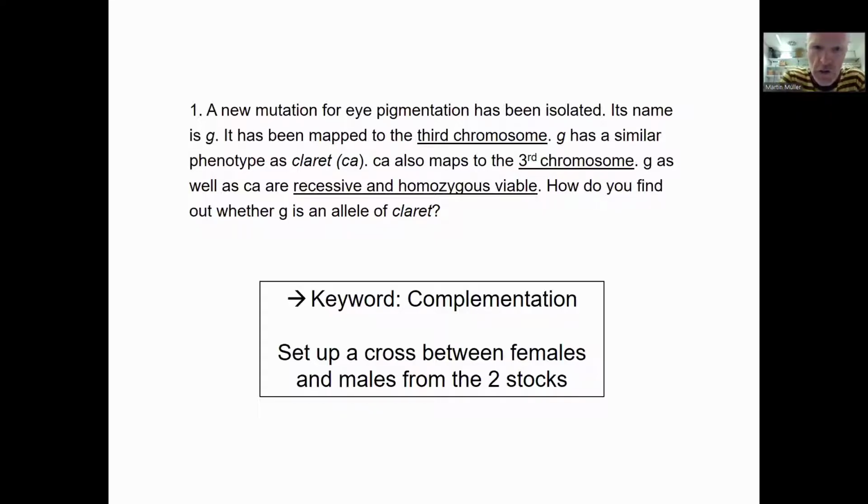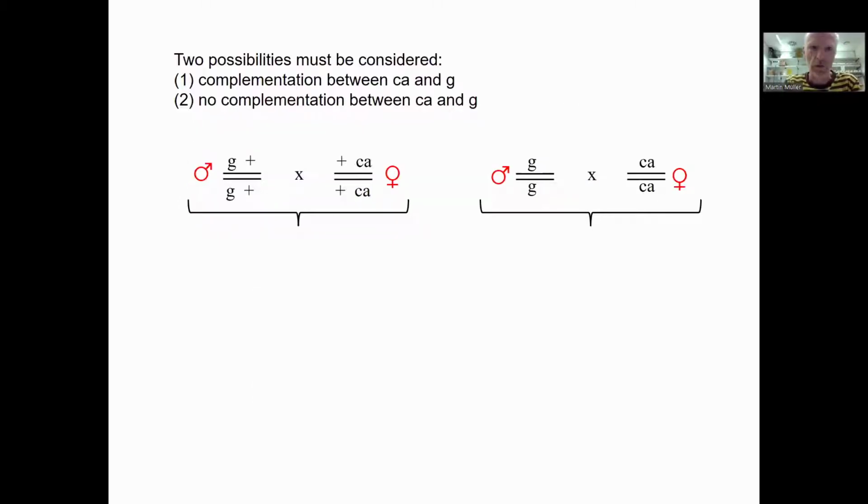The important information in here is that both are homozygous stocks. Both have an eye color phenotype which is very similar, and you want to test whether G is an allele of Claret or whether G is a hit in a different gene. So basically what you do is a complementation cross. Very easy. You collect males from one stock, you collect males from the second stock, and you cross them with each other here.